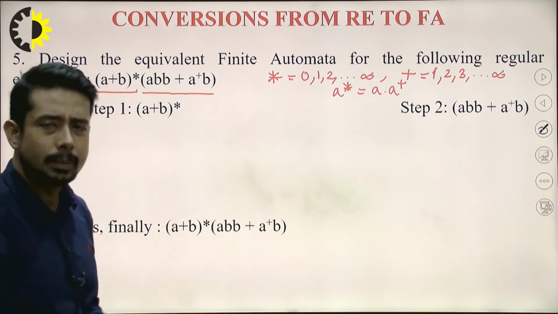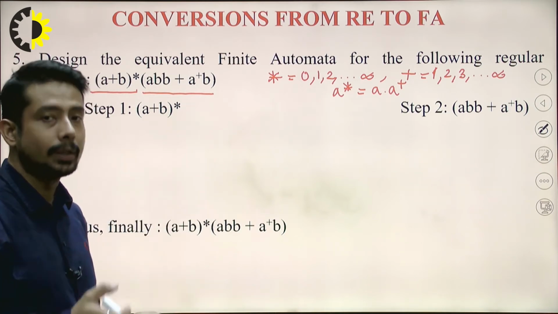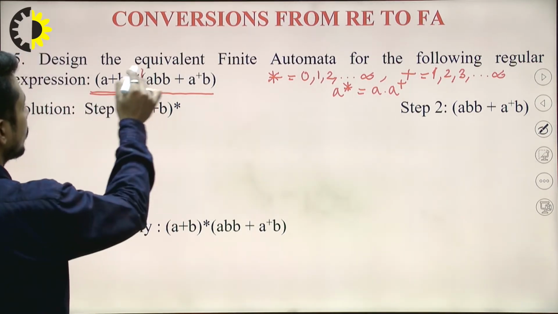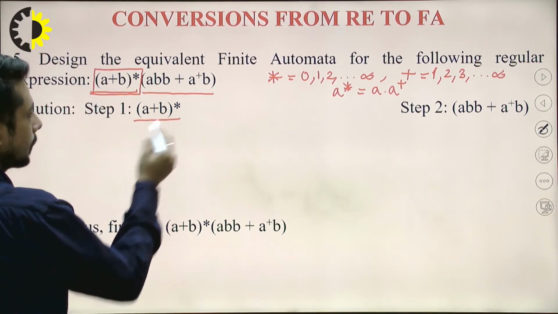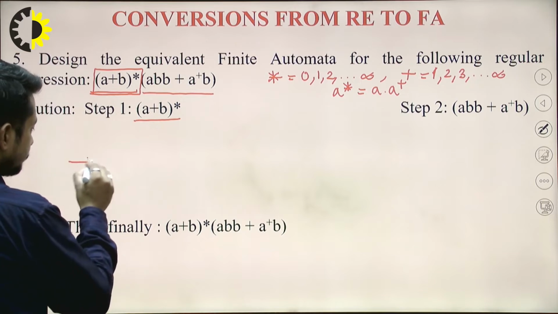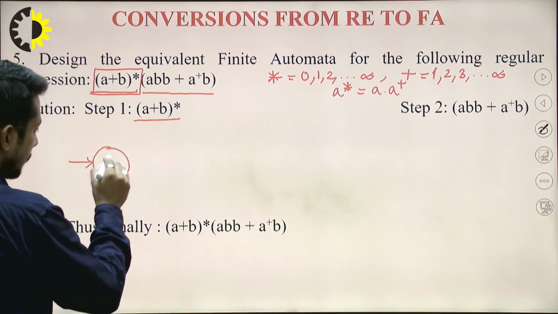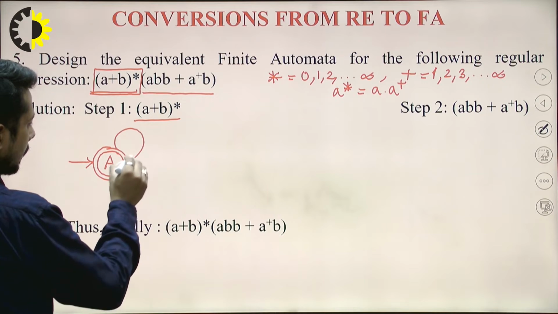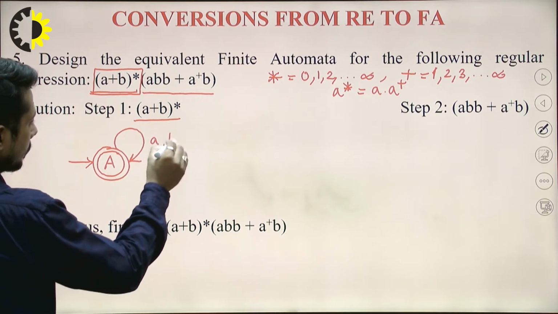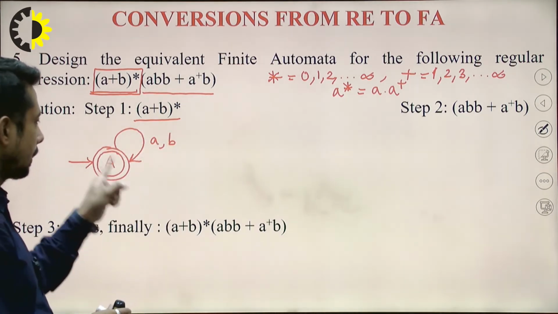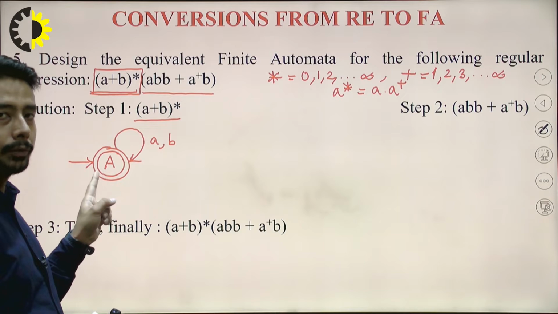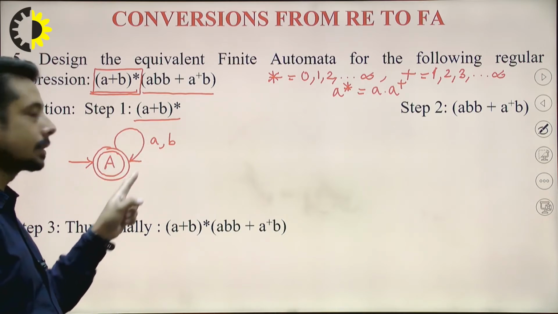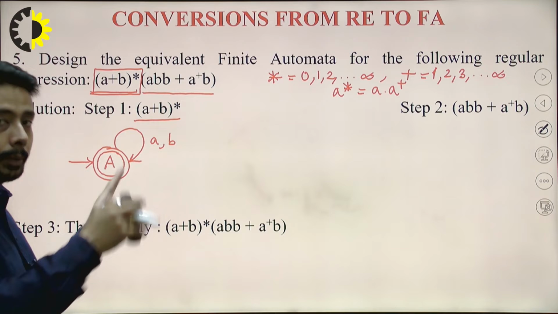2 parts or multiple parts, however many ways you want to. So first I have taken (A plus B) whole to the power Kleene closure. What will be the diagram for it? See, this is A and this will be the final state, and here I have to take A comma B. A and B are going out from the same state and entering into the same state, correct? And that is acting as a self loop. So (A plus B) whole to the power Kleene closure.